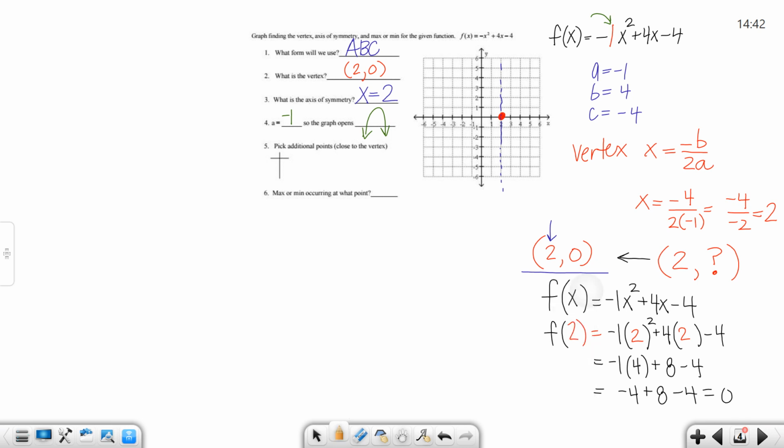The next part says pick an additional point. I prefer to pick 0. Now truthfully, you can pick whatever point you want, but 0 is usually really easy. So if I wanted to pick 0, plug in 0 into the function. And I get 0 plus 0 minus 4. So I'm going to get the point 0, negative 4.